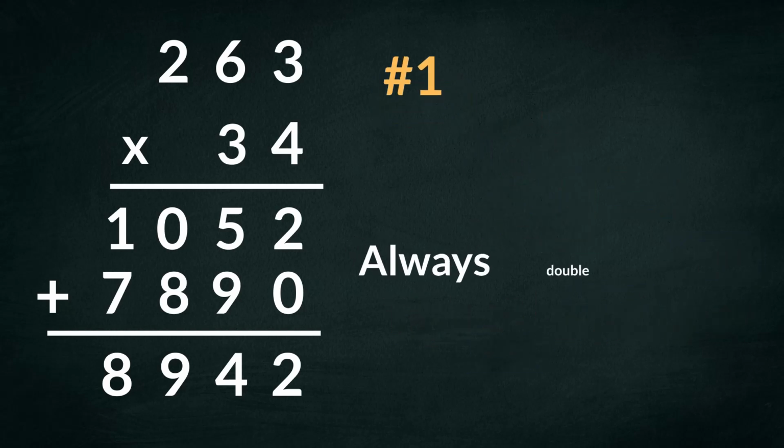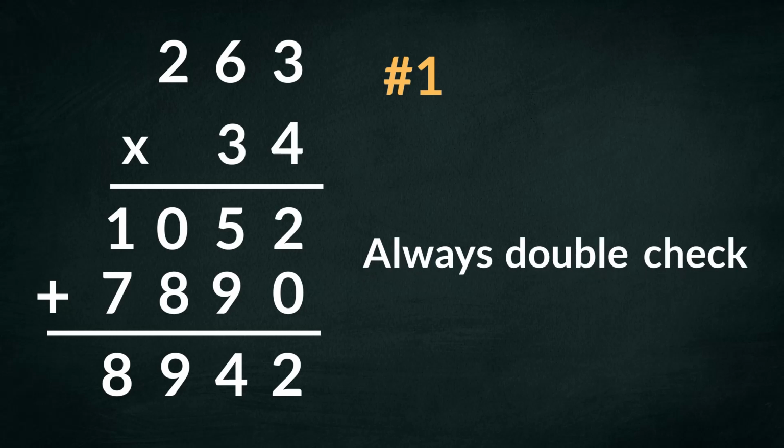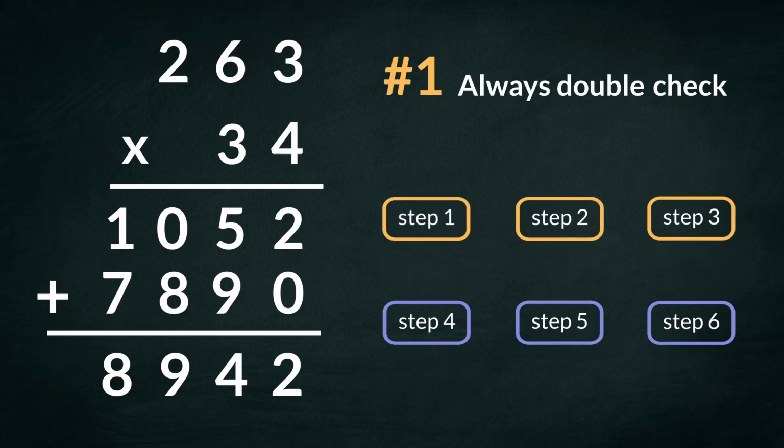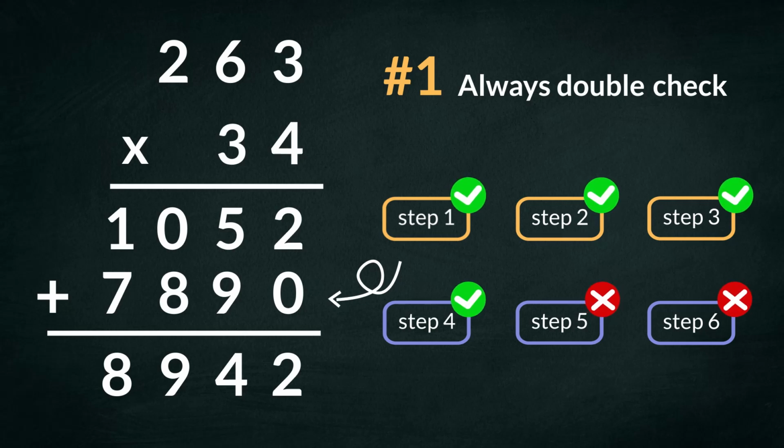First, always double-check your multiplication, because multi-digit multiplication has a lot of small multiplication steps, and the answer to these steps will affect the following addition. You don't want to get the wrong final answer after all that work, do you?